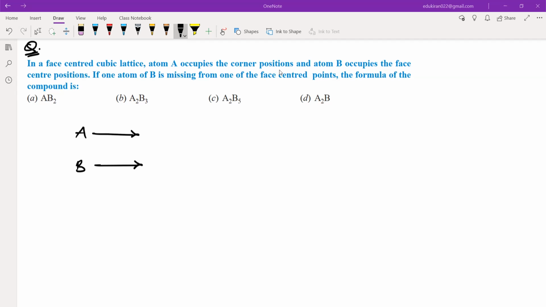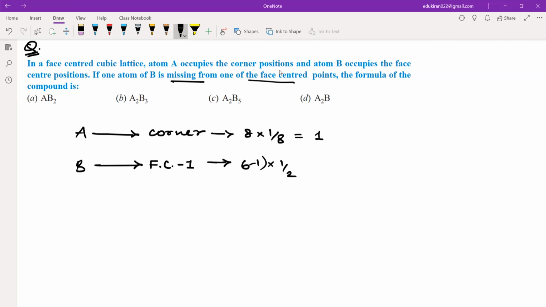We have atoms of A that is occupying the corner. That means we have 8 into 1 by 8, which is equal to 1. Then we have the B atom, that is atom of B is missing from one of the face centers. All of the face centers are covered except one. We have face center minus 1. That means here we have 6 minus 1 into half, which is equal to 5 by 2. Okay, so we have these two numbers, 1 and 5 by 2. So this is A1 and there is this B 5 by 2.